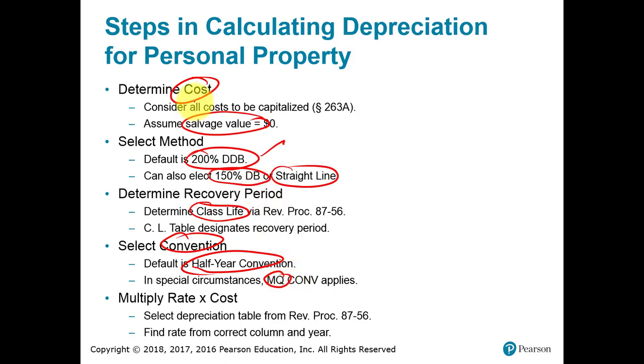So we take the cost and multiply it by a rate, depending upon the class life, to get the depreciation for the year. The cost will stay the same every year unless you get rid of the asset, but the rate will change. Again, we're looking at the rates on the depreciation table going down for each year.